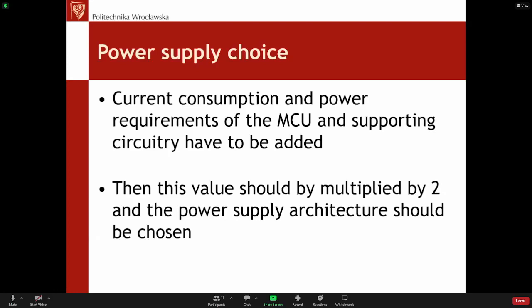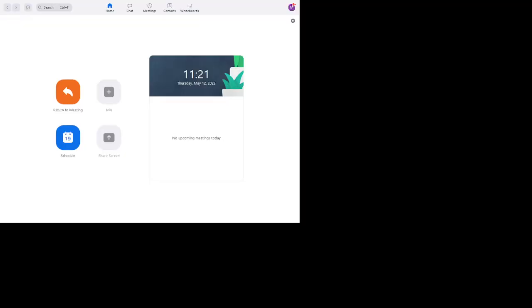It should be overestimated, the power supply. So at least twice. So if from your calculations you get, let's say, 2 watts, that's what your embedded system will need over various power supply pins, then at least you should multiply it by 2.